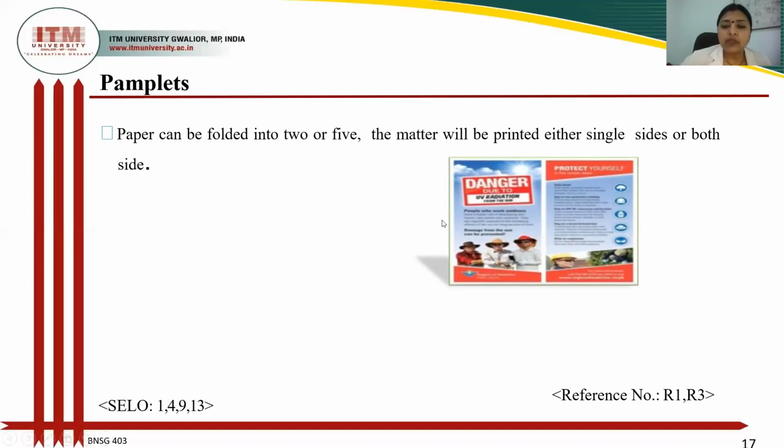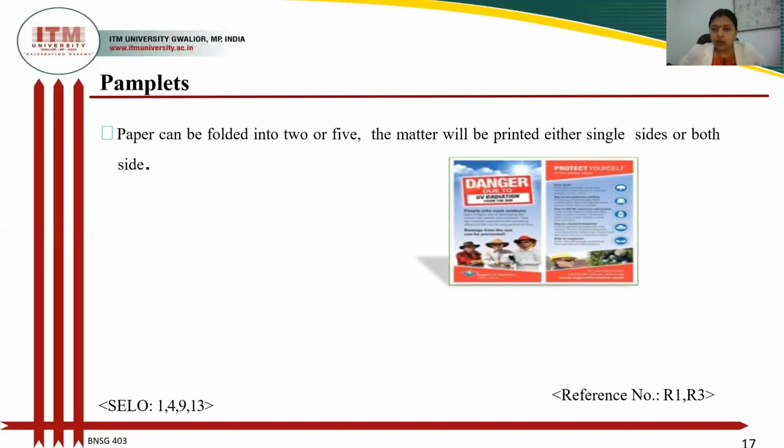So pamphlets you have seen everywhere. You have seen the brochures, hope so. And then pamphlets also come for publicity. So in various areas we are seeing the pamphlets. Okay, so what are these pamphlets now? Pamphlets are a type of paper only. They are having either two folds or five.